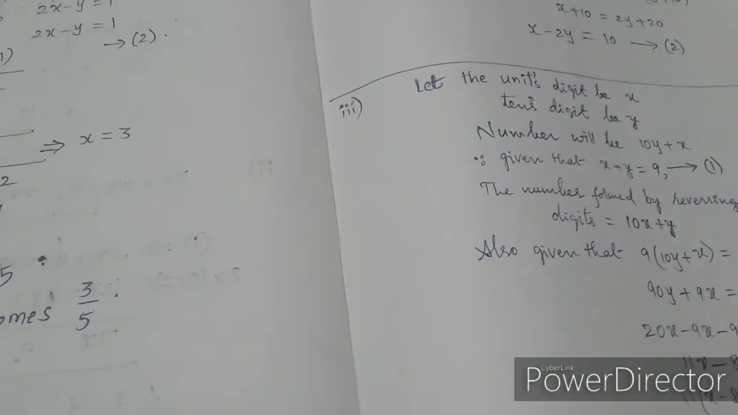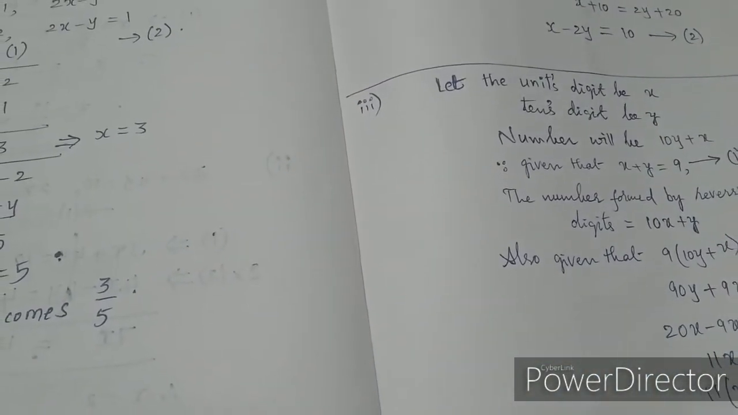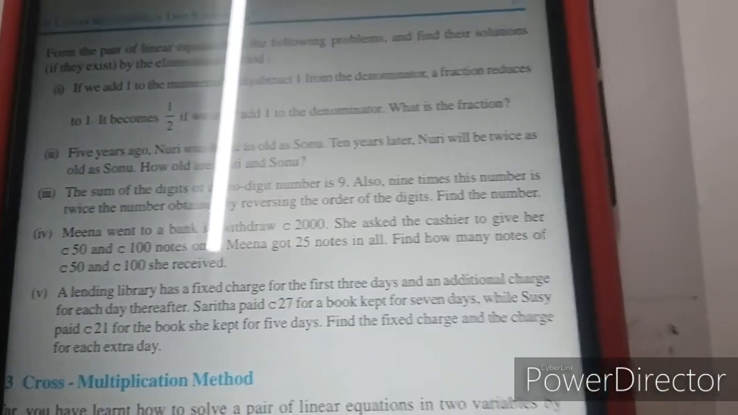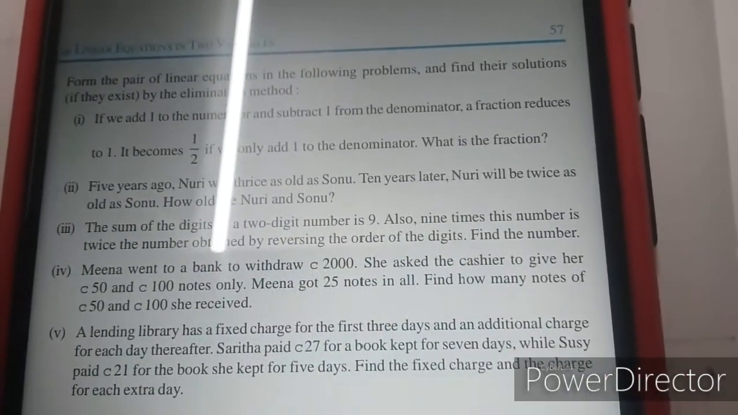So fourth one we will do. Problems are very interesting in this. Meena went to a bank to withdraw rupees 2000. Here it is like this. Meena went to a bank to withdraw rupees 2000.